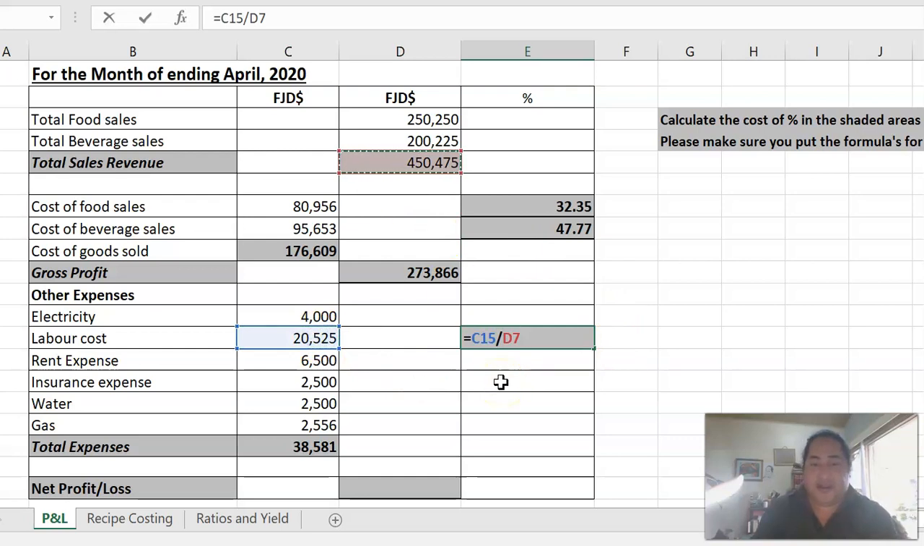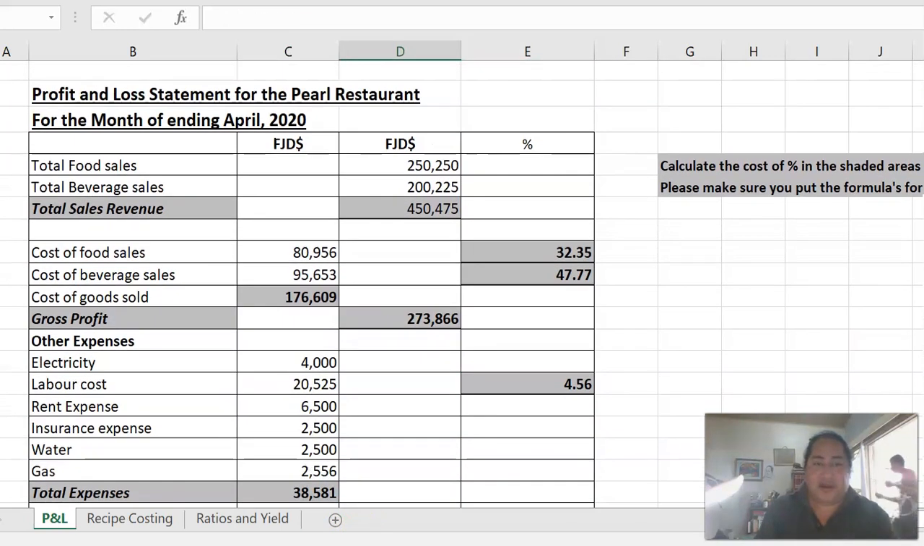Times 100 over 1. And then you get 4.56.